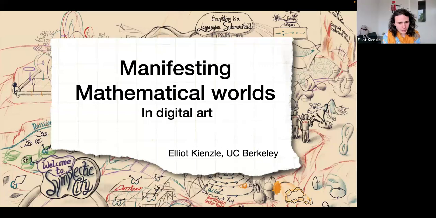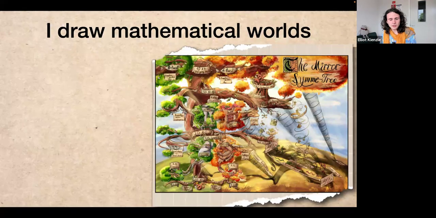Absolutely. So I want to tell you all about my project, and projecting my project down into a free word phrase, the closest thing to that is manifesting mathematical worlds. I'm going to do this in digital art because that's the medium that I use. And I want to start by introducing myself. Like I said, I like to draw mathematical worlds. And here is one such example of one of those worlds. This is a drawing of various different types of quantum field theory and how they relate to each other, imagined as a fantastical tree.